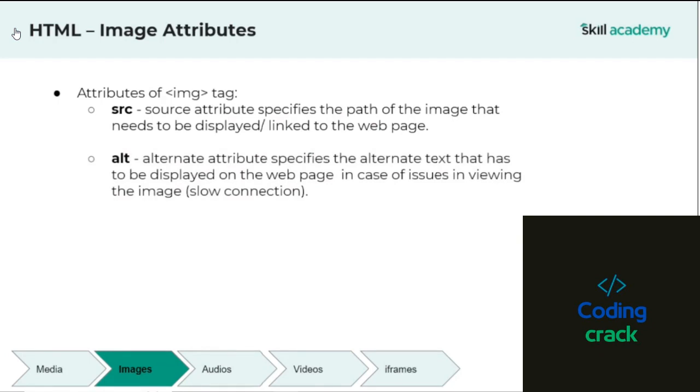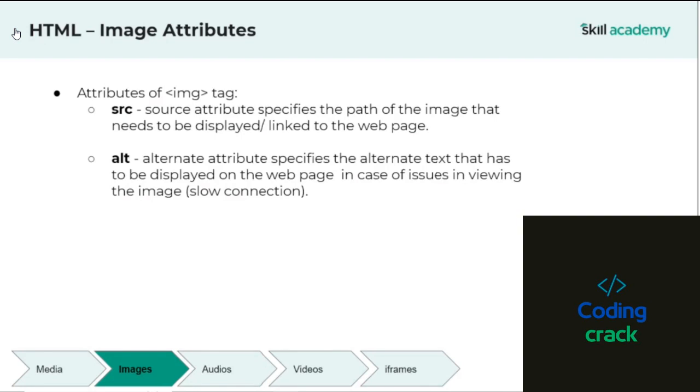If your image, or in case of issues in viewing the image, let's say you are having a very slow internet connection, or the link or the path which you are using does not exist anymore, at that point of time alternative text will appear to the user. For that, we are going to use this ALT attribute of the image tag.